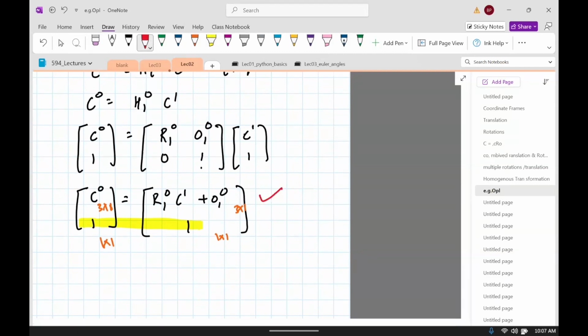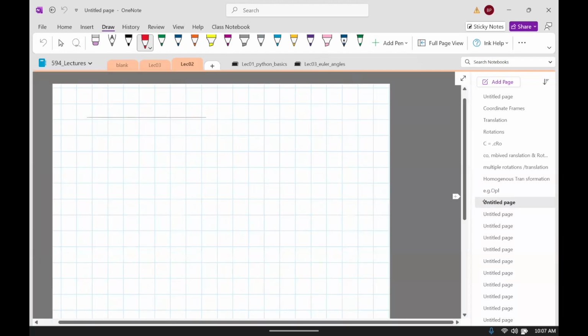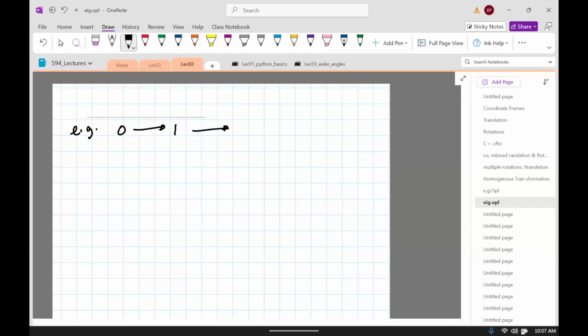Now let me go a step further and show what happens if you do one more rotation and translation: frame 0 to 1, 1 to 2, and you'll see that this form actually helps us a lot. Here's the second example. Let's go from 0 to 1, and then 1 to 2. So we have C0 is H_1^0 C1, and then C1 is H_2^1 C2.